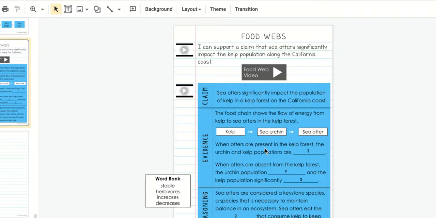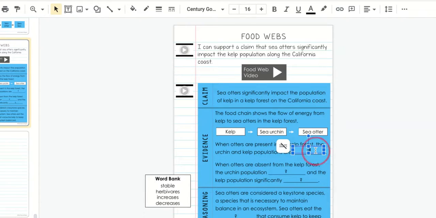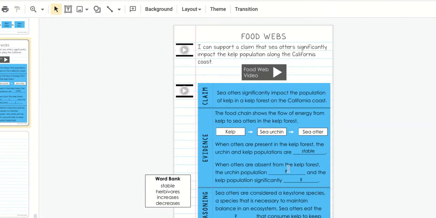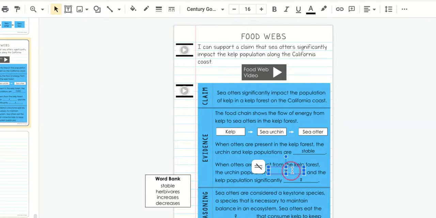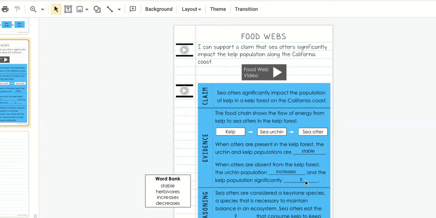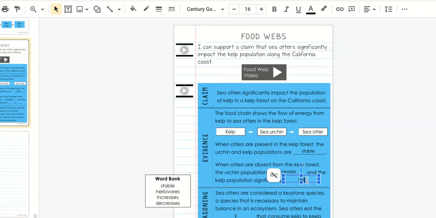When otters are present in the kelp forest, the urchin and kelp populations are going to be stable. When otters are absent from the kelp forest, the urchin population increases and the kelp population significantly decreases.